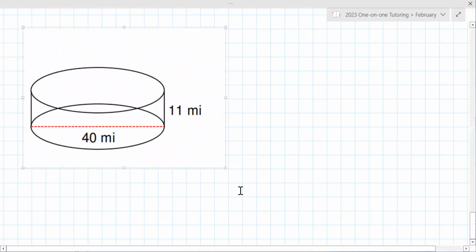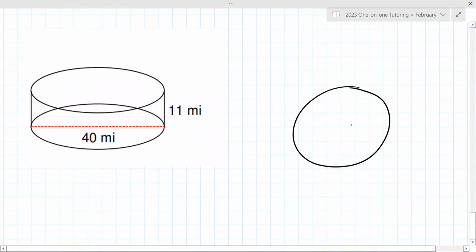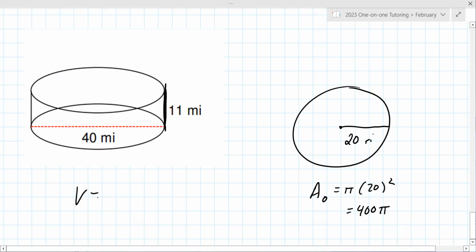All right, so here is a cylinder. It's good to draw the circle. What is the radius of this circle? 20. 20, and MI is for miles. So I don't know what this is, but 20 miles. So your area of your circle is pi r squared, pi 20 squared. So that's 400 pi. And then you're going to multiply by the amount that it's extended, which is the 11. So the volume is the 400 pi you just calculated times 11.